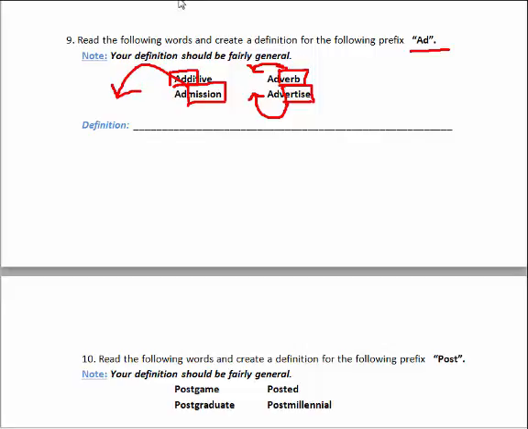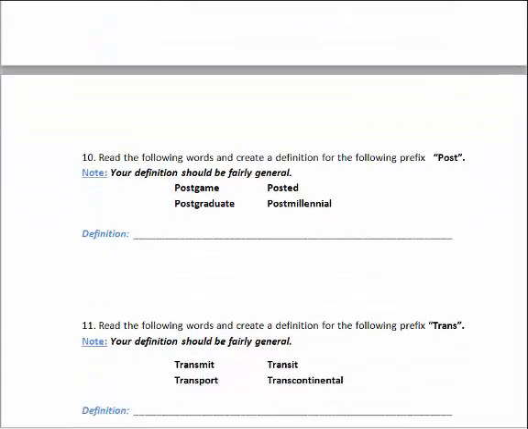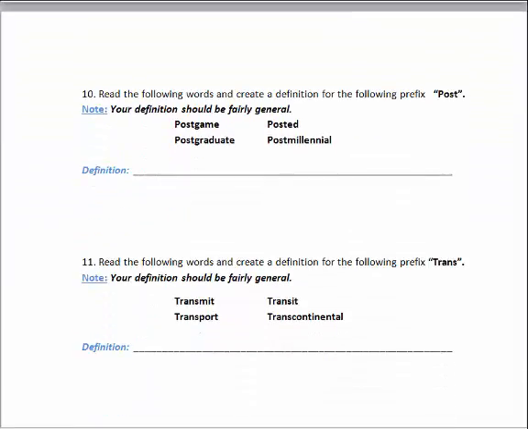Let's move down to number 10. In number 10, read the prefix and make a loose definition for the prefix post. P-O-S-T. Here are the 4 words: post-game, posted, postgraduate, and post-millennial. Post-game, the root word is game. Post-game means to see something after the game. Maybe have some kind of a show, maybe have an interview or something like that.